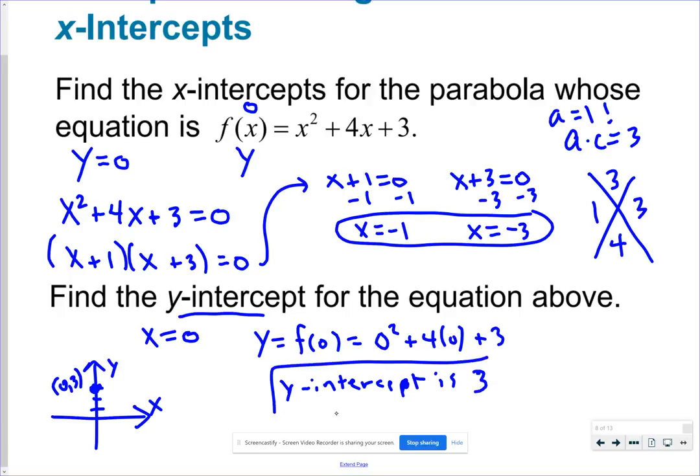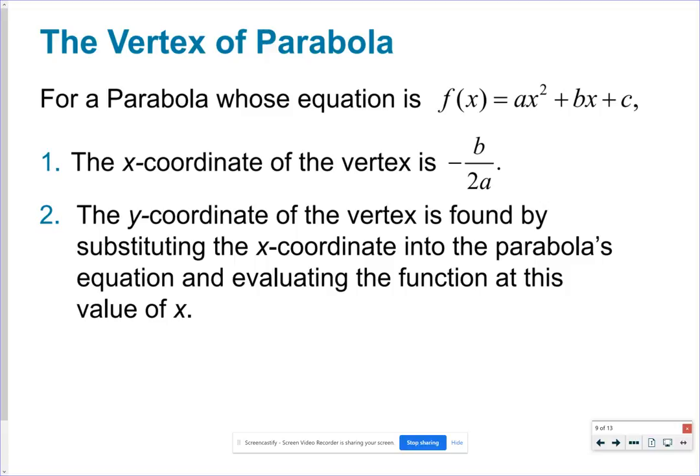Okay. Now remember, you might have to write it as a point. Depending on what computer software or program you're on, maybe they want it written as a point. MathXL seems to be asking for just a y value, but possibly on other software they might want it as an ordered pair, x and y. Okay. Next up, the vertex of a parabola.